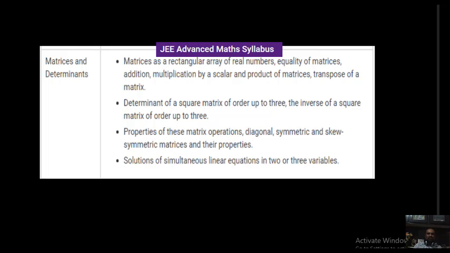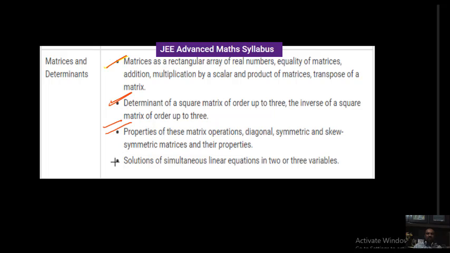So here I gave the syllabus for JEE Advanced, especially for matrices. Matrices as a rectangular array of real numbers, equality of matrices, addition, multiplication by scalar, and product of matrices, transpose of a matrix, determinant of a square matrix of order up to 3, the inverse of a square matrix of order up to 3, properties of these matrix operations, diagonal, symmetric and skew symmetric matrices and their properties. All these three major parts are completed.